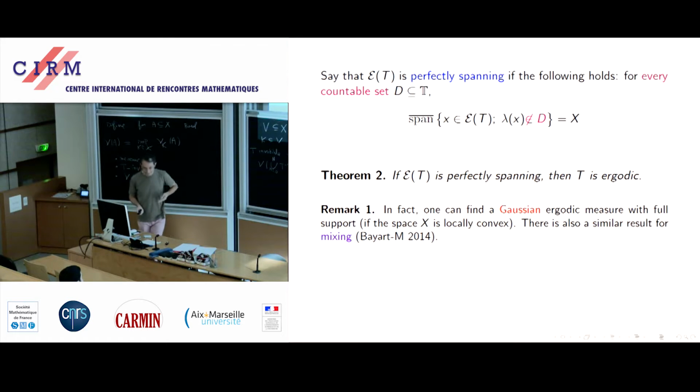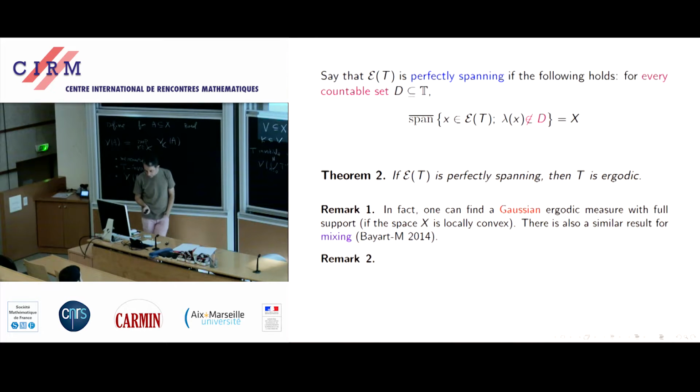And the last remark, perhaps, is that if you are on a nice space, and if you require that your ergodic measure is Gaussian, so if you're on a Hilbert space, for example, then in fact, this is an if and only if. That is, you're ergodic in the Gaussian sense if and only if E of t is perfectly spanning. So this is another point.